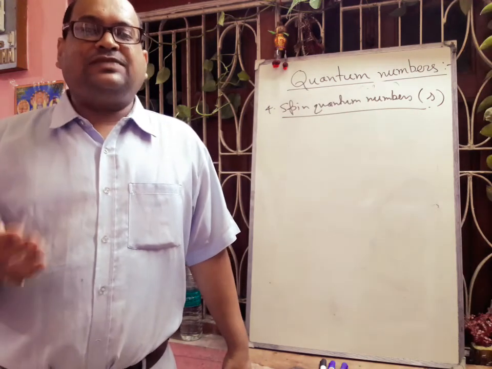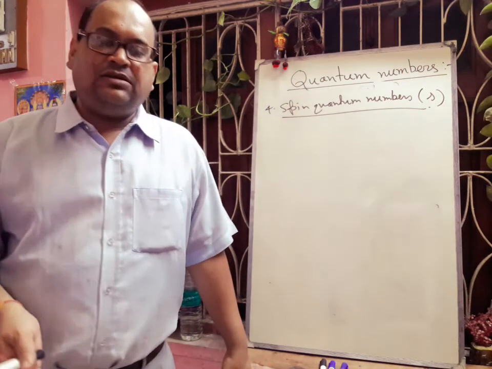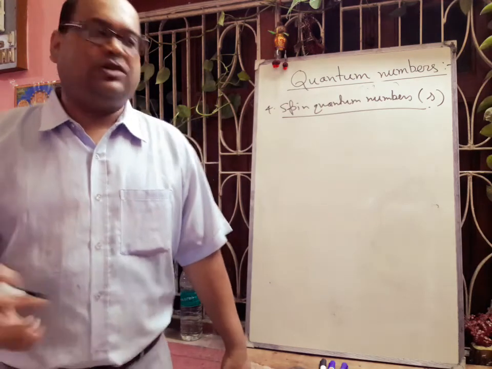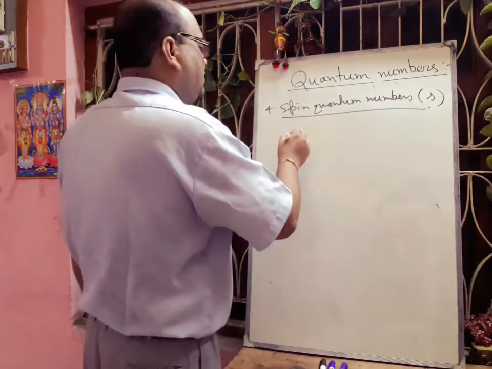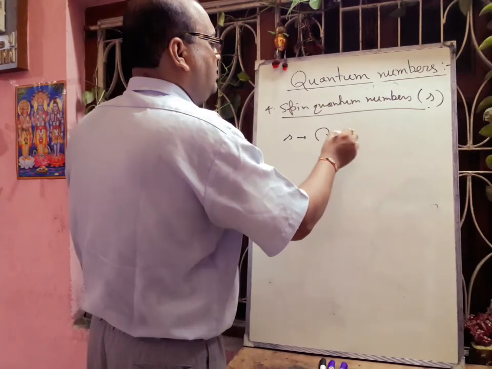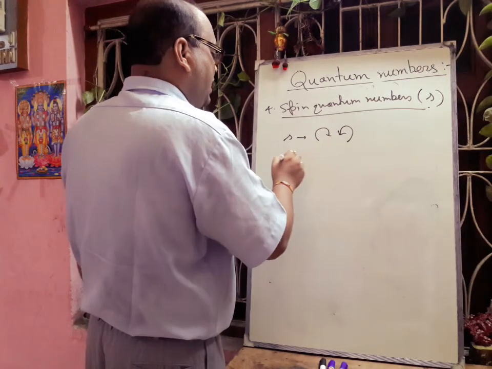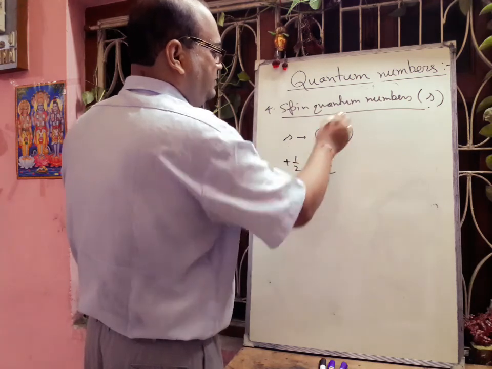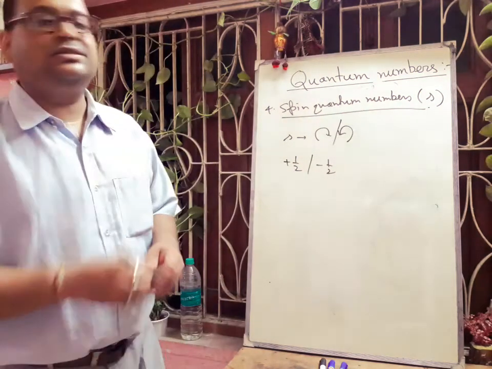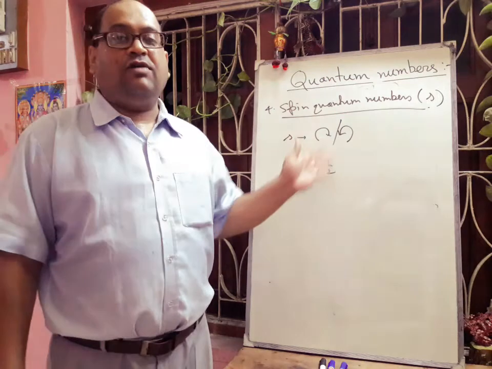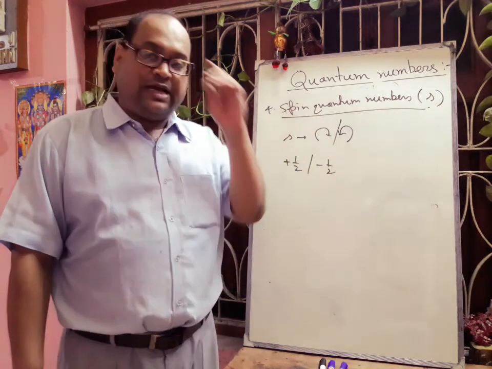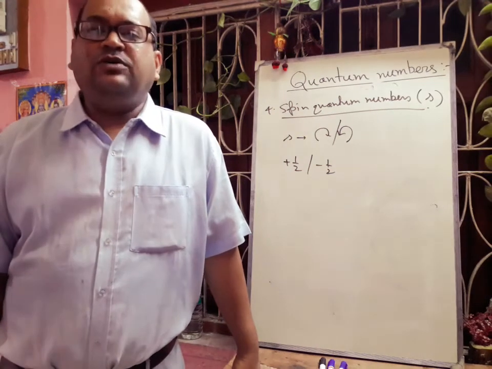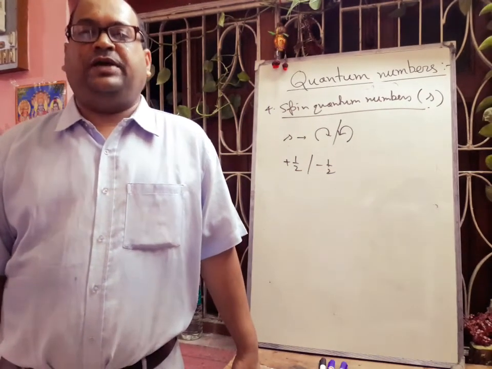To explain the magnetic behavior, it was assumed that an electron spins around its own axis like a top, and this spin creates a small magnetic moment, and thus an electron acts like a tiny magnet. An electron can spin either in a clockwise direction or an anti-clockwise direction, and s can have 2 possible values. One will be +1/2 and another will be -1/2. Which one is clockwise and which is anti-clockwise, we cannot tell. These values depend upon the direction of the spin.